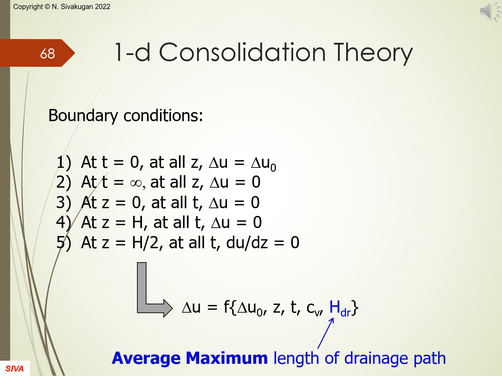Here are the boundary conditions to solve the governing partial differential equation. We can show that the excess pore water pressure at a point is a function of the initial excess pore water pressure, depth of the point, time considered, coefficient of consolidation and the average maximum length of drainage path HDR, which is explained in the next slide.